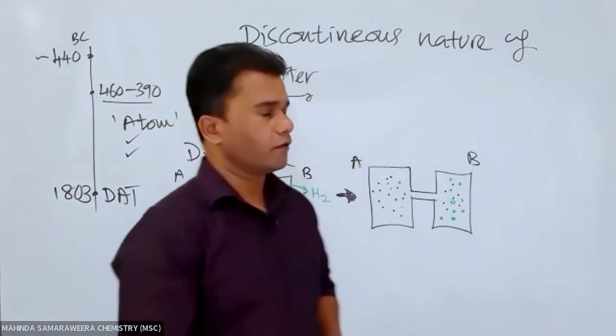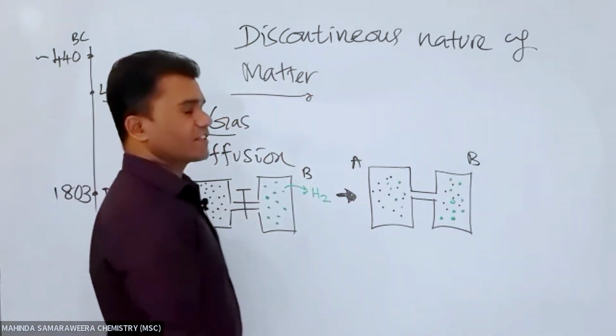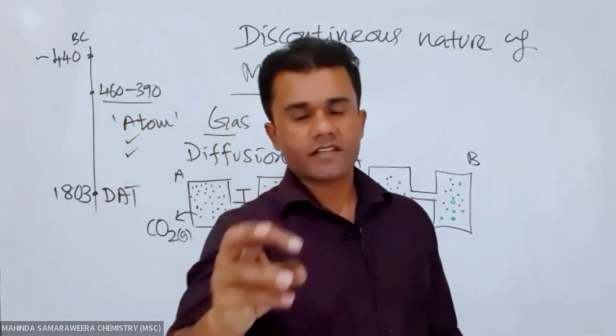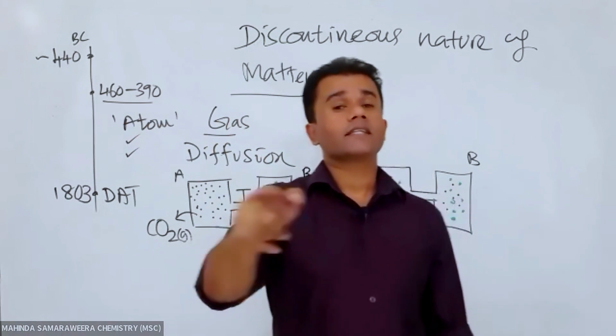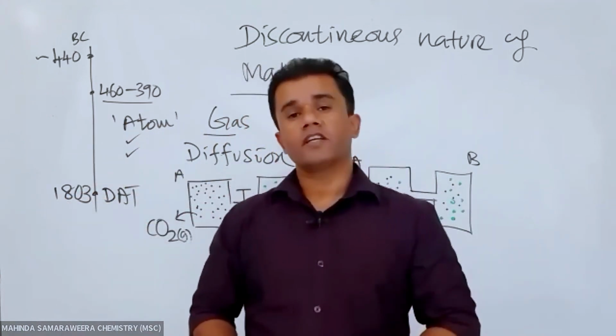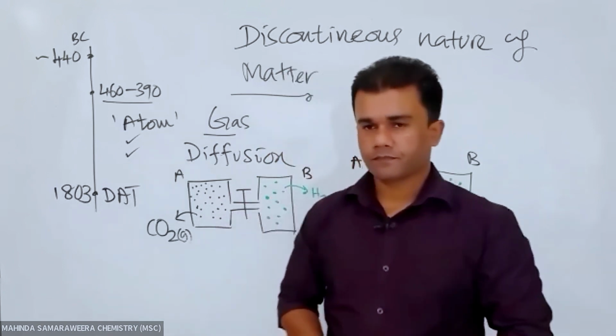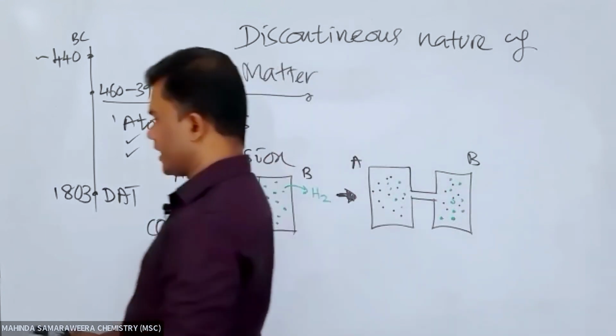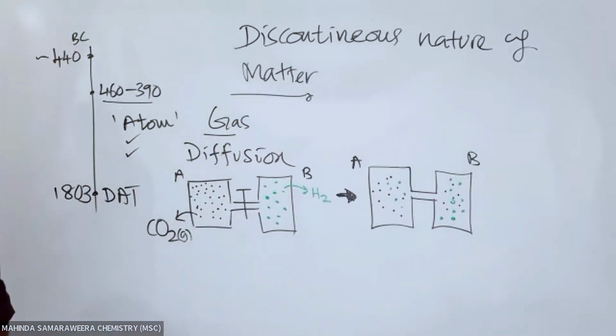Got it? So therefore, from this simple experiment, we can say gaseous matter is discontinuous. That means gaseous matter is composed of tiny particles. There are empty spaces between these particles. Does anyone have any doubt regarding this? Anything you didn't understand or any confusion here?